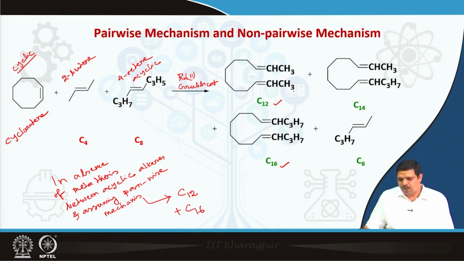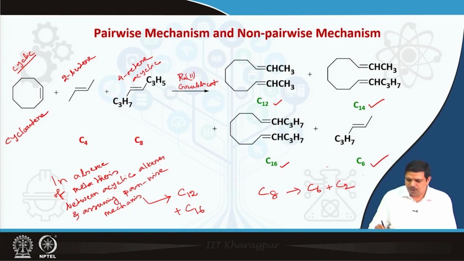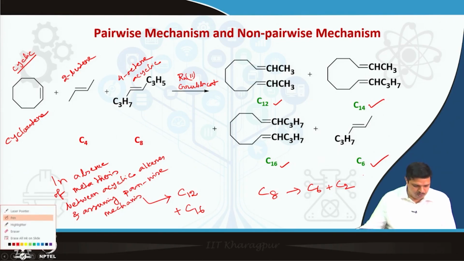But what we observe experimentally, we observe the C14 and C6 also. And how is it possible? If you consider the non-pairwise mechanism, then only this C14 and C6 can be formed. Because from C8 you will get C6 plus C2. So this observation is consistent with the non-pairwise mechanism.